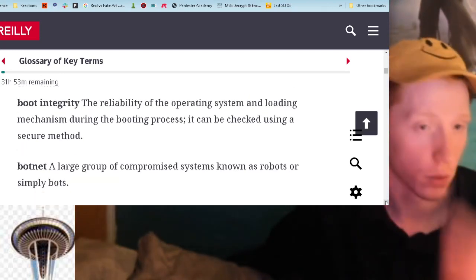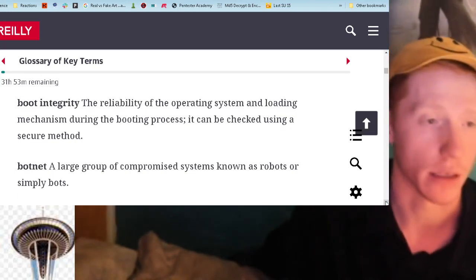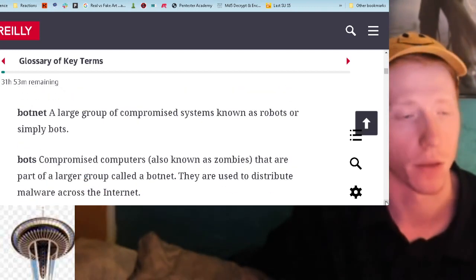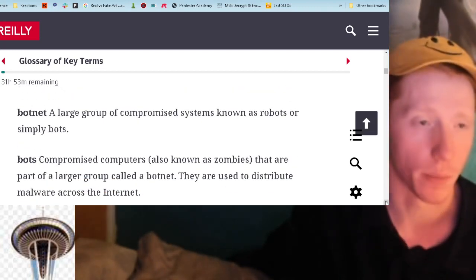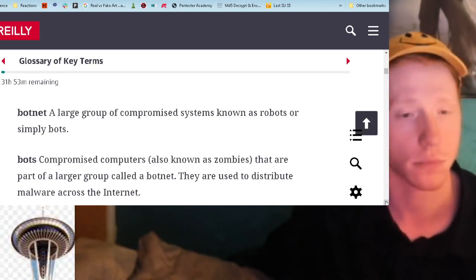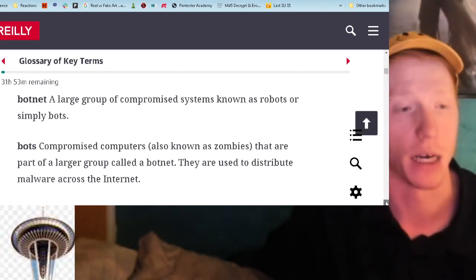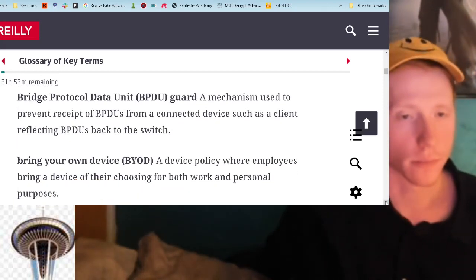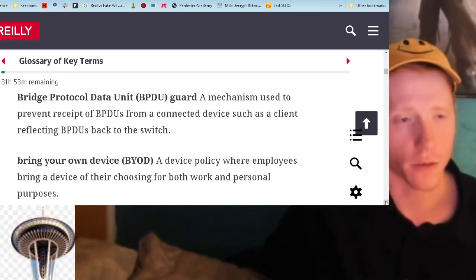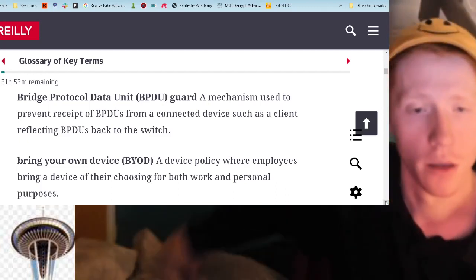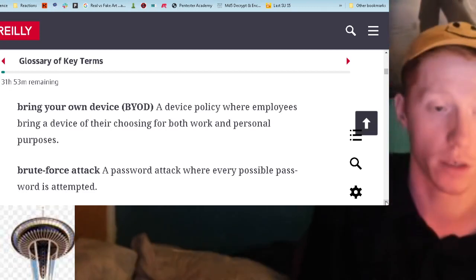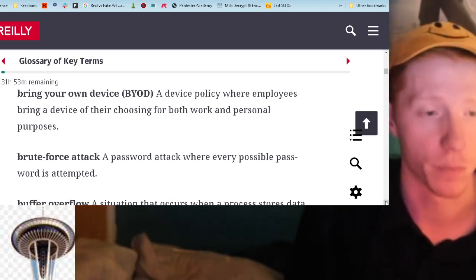Boot integrity is the reliability of the operating system and loading mechanism during the booting process. It can be checked using a secure method. A botnet is a large group of compromised systems, known as bots. BPDU Guard, Bridge Protocol Data Unit Guard, is a mechanism to prevent receipt of BPDUs from a connected device, such as a client reflecting BPDUs back to the switch. Bring your own device: employees bring a device of their choosing.